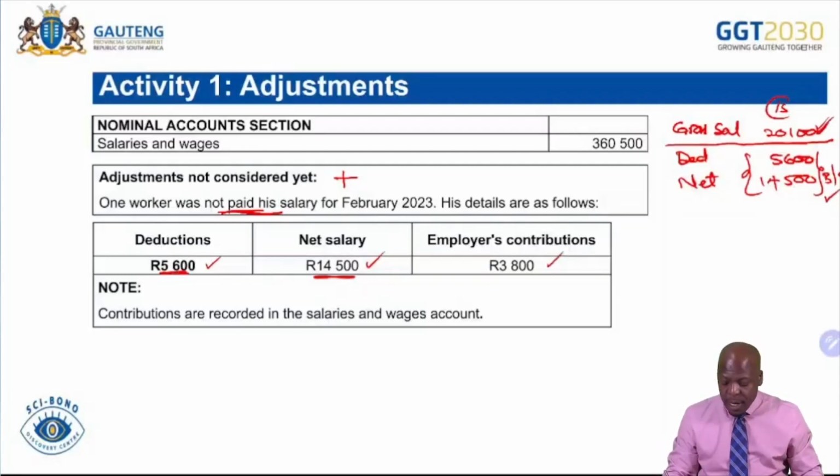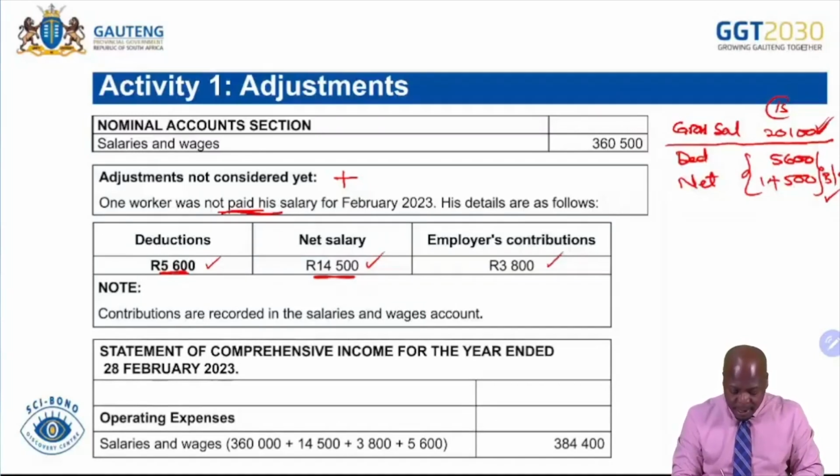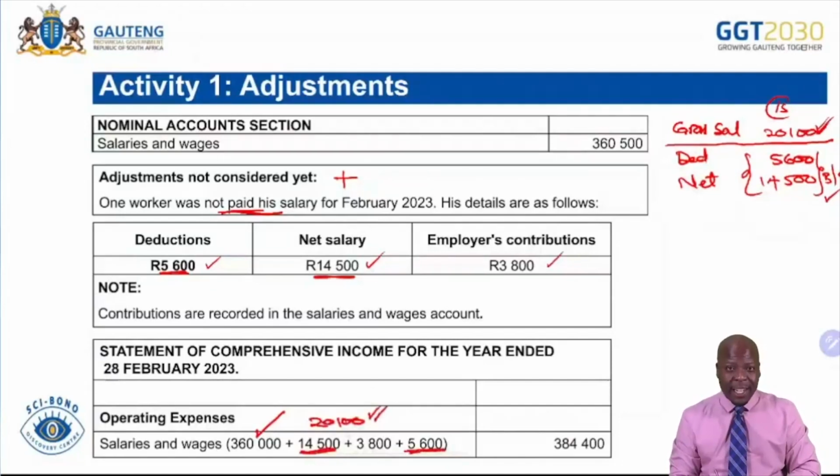Now, in my income statement, I would therefore come and say the salaries, the amount from the trial balance, which is my 360. And then I'm coming to add my 20.1. For you to see my 20.1, it is my 14.5 and my 5.6. That gives you the 20.1. So if someone had come and recorded 20.1, you would still be very correct, because in the income statement, we want to show the gross.